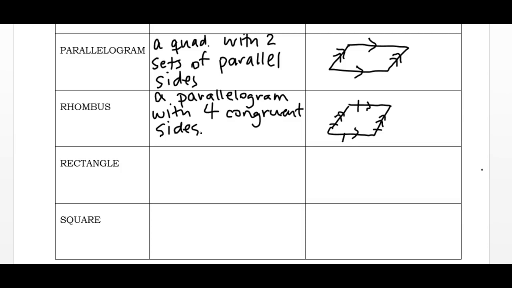So rectangle, again, is a parallelogram. That looks horrible. Okay. So still a parallelogram, but also equiangular.